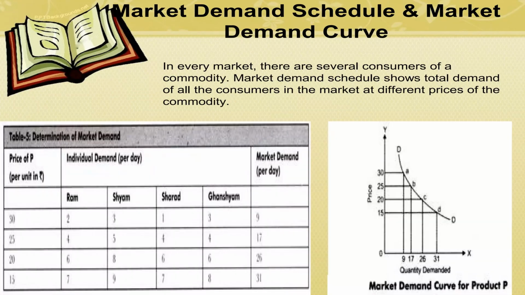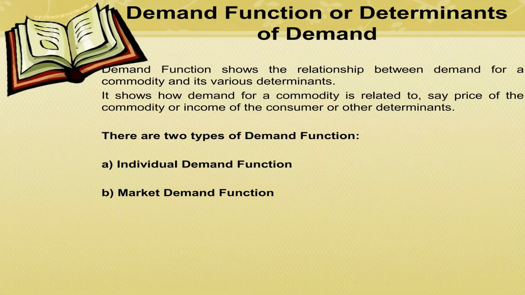In the next slide, we have the market demand schedule and market demand curve. In this, we can see that there are 1, 2, 3, and 4 individual demands, which we combine. When we combine all 4 individual demands, we get the market demand, or we can say the aggregate demand. On the left side, we have the graphical representation of the market demand. Moving further, there is an explanation of that.